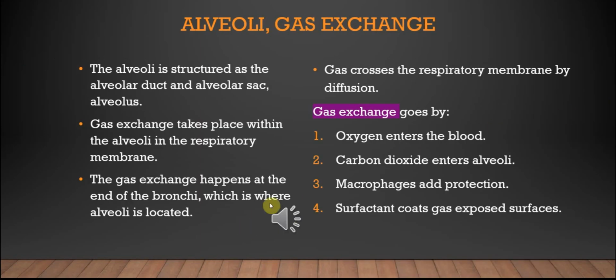The alveoli and gas exchange. The alveoli are structured as the alveolar duct, the alveolar sac, and the alveolus. Gas exchange takes place within the alveoli in the respiratory membrane. The gas exchange happens at the end of the bronchi, which is where the alveoli are located. Oxygen enters the blood, carbon dioxide enters the alveoli, macrophages add protection, and surfactant coats gas-exposed surfaces.